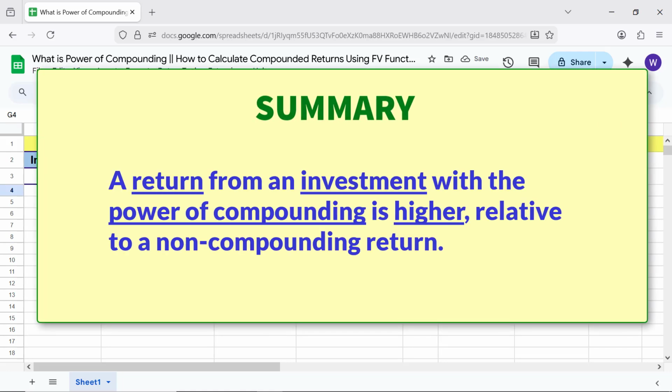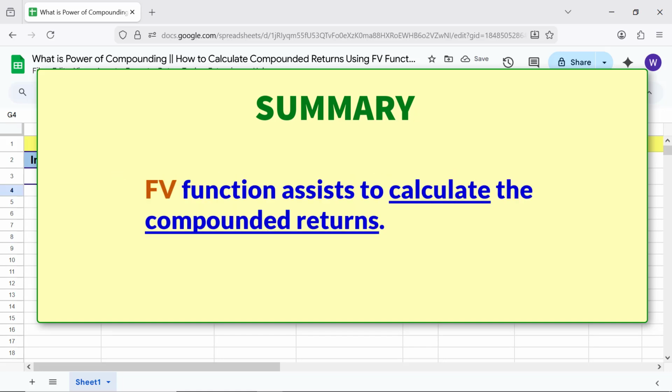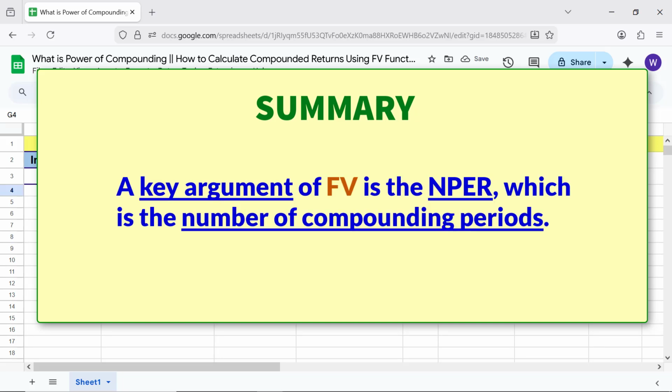Summary. A return from an investment, with the power of compounding, is higher, relative to a non-compounding return. The FV function assists to calculate the compounded returns. A key argument of FV is the NPER, which is the number of compounding periods.